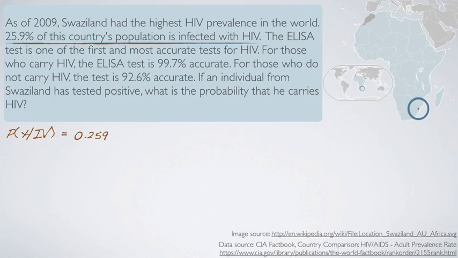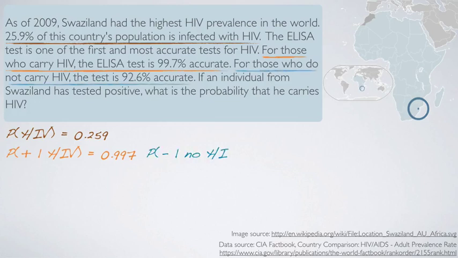This statement, for those who carry HIV, the ELISA test is 99.7% accurate, basically means that the probability of testing positive, because that's what an accurate result would be if a person has HIV, so probability of positive given HIV is 0.997. The statement, for those who do not carry HIV, the test is 92.6% accurate, means probability of testing negative, because that's what accurate would mean in this case, given that the patient does not have HIV, is 0.926.